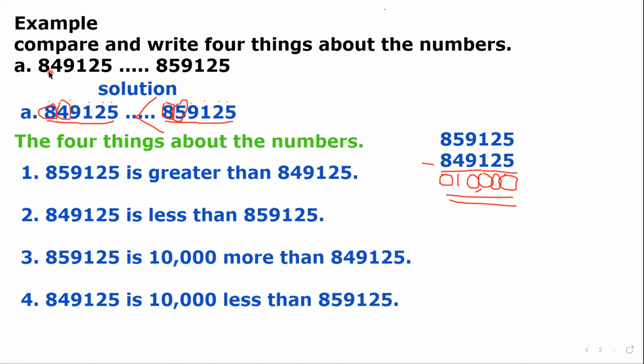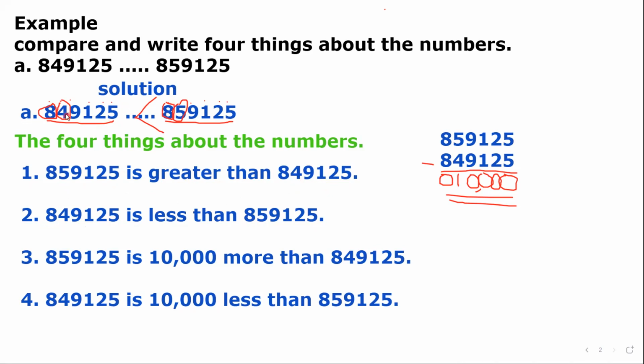When a number is given to you, compare them, choose the one that is bigger or the one that is smaller here. Now, after the comparisons, then you write the 4 things that is true about what you have done. The first one, you have the 859,125 is greater than 849125. Then the second one also states what? The 849125 is less than the 859125.